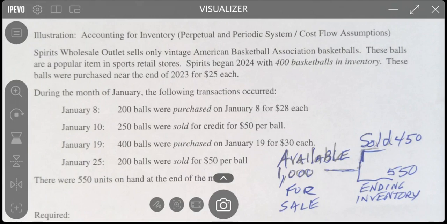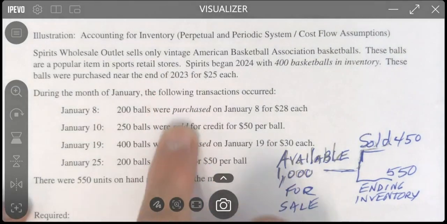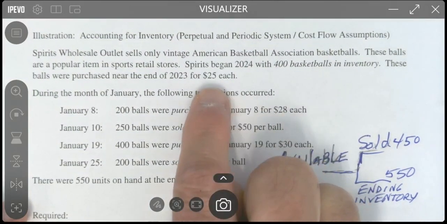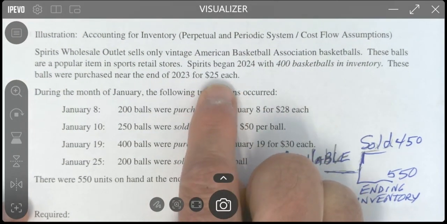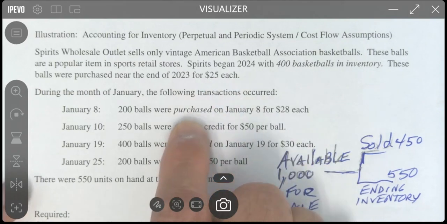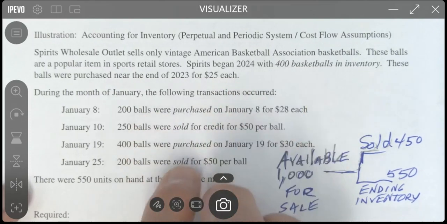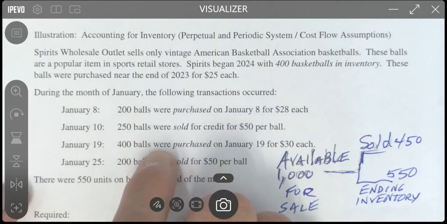Let's illustrate the mechanics now. Again, this will be periodic FIFO. Remember the facts. We started with 400 basketballs in inventory at the beginning of January, and we purchased those late last year for 25. On the 8th of January, we purchased 200 more, which gave us 600 total. Then we sold 250, we were down to 350. We purchased 400 more. That brought us back up to 700. And then we sold 200. Brought us down to 750, by the way.